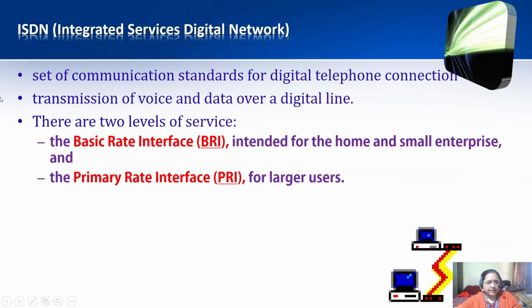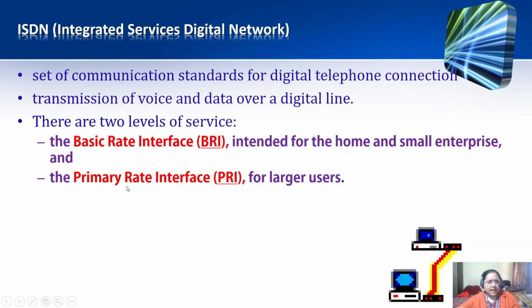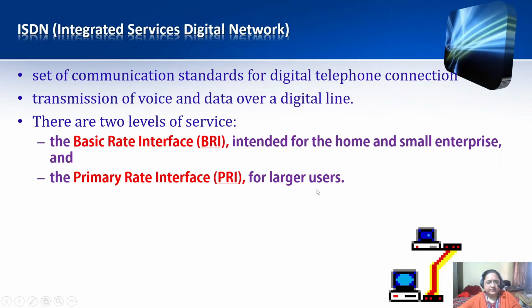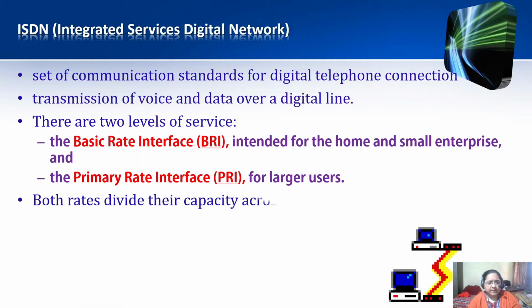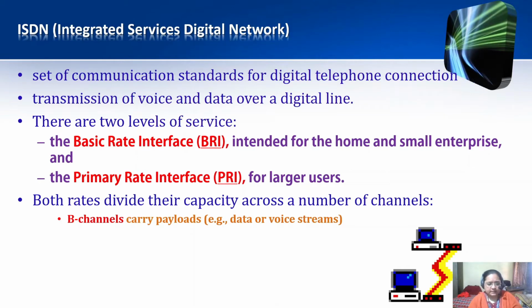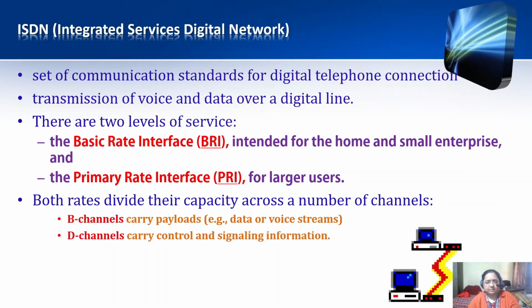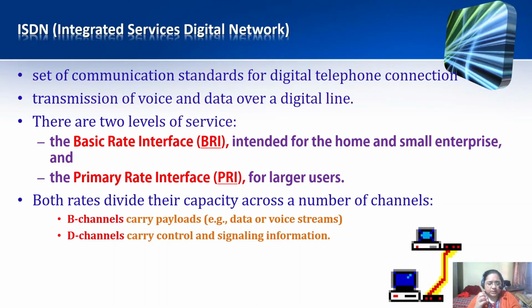So basic rate interface, the BRI, was for home and small establishments, and PRI, primary rate interface, was for large corporate players. Both rates divide their capacity across a number of channels. B channels carry the data and voice, and D channels carry control and signaling information, which is used for controlling.